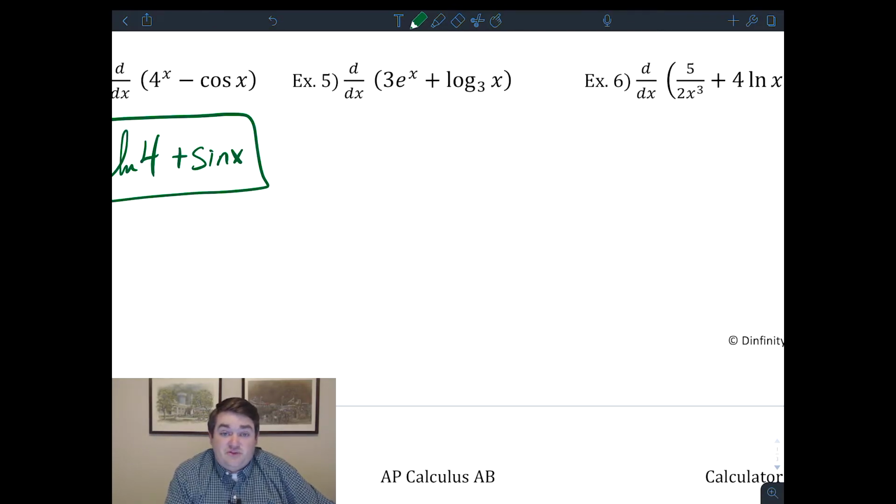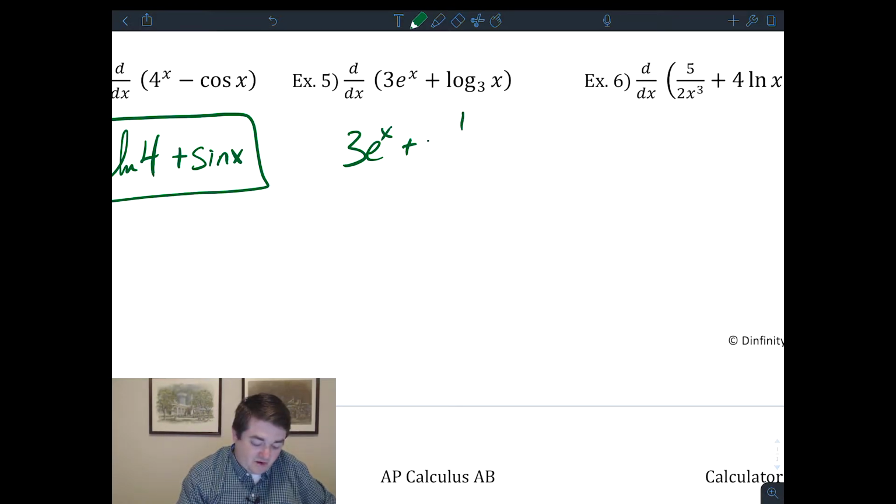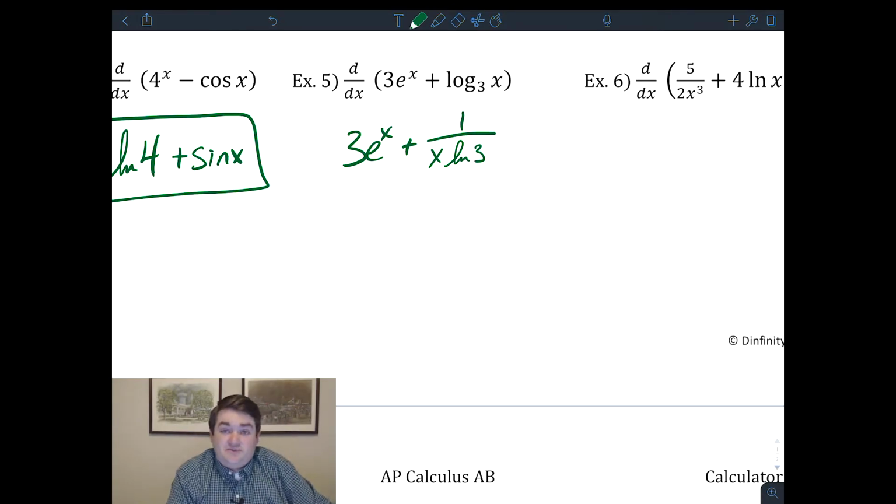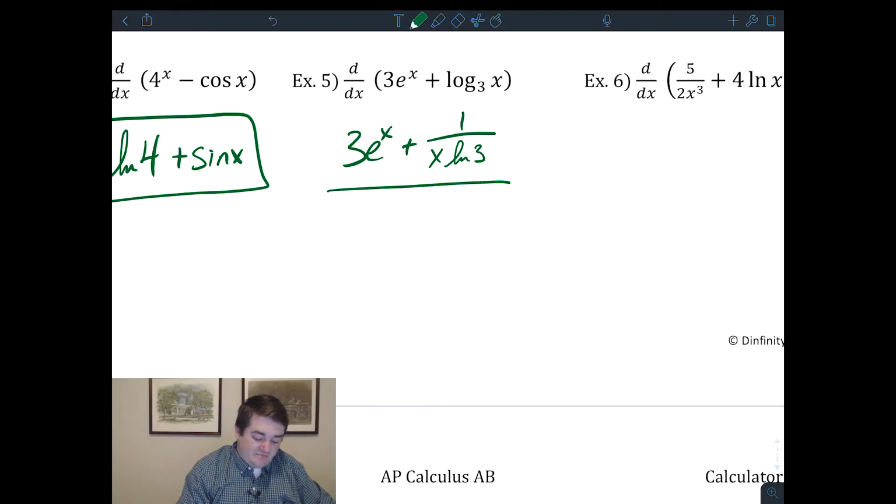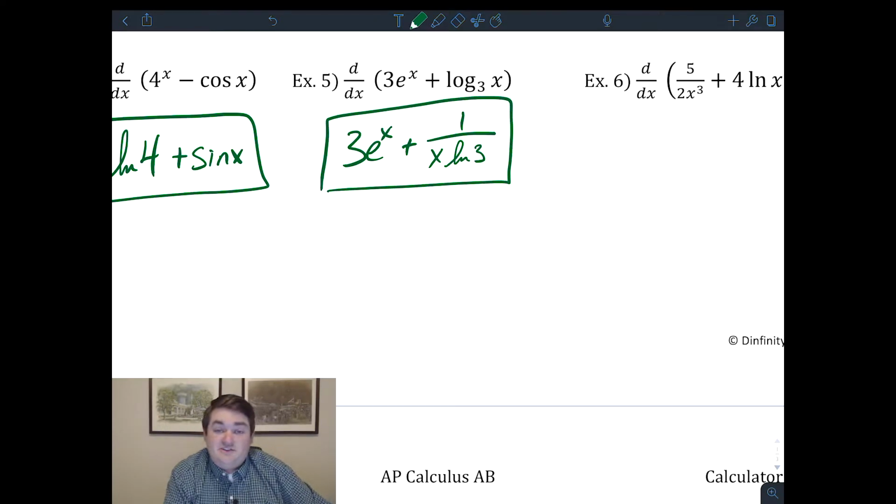Example 5, the derivative of 3e to the x plus log base 3 of x. So again, that 3 coefficient is just going to hang out there. So the derivative of 3e to the x is 3e to the x because it's special, plus the derivative of log base 3 of x is going to be 1 over x ln 3. And there's probably a common denominator to find there, but I'm going to guess that for most purposes, we're okay leaving our answer just like that.